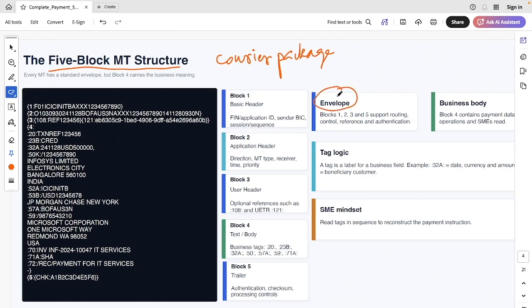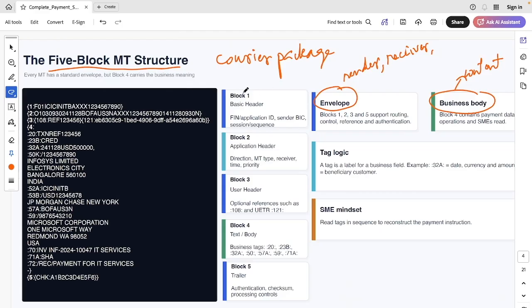The outside envelope tells the system where the message is coming from. That means it will tell you who is the sender, where it is going, so who is the receiver, and how it should be handled. Inside the envelope is the actual business instruction, or the business body. You can say the content of the letter.